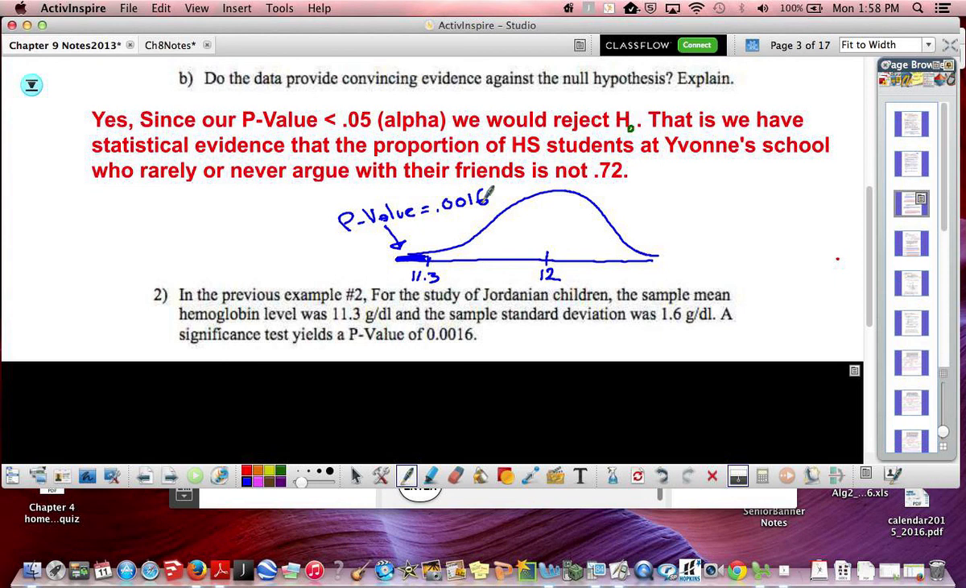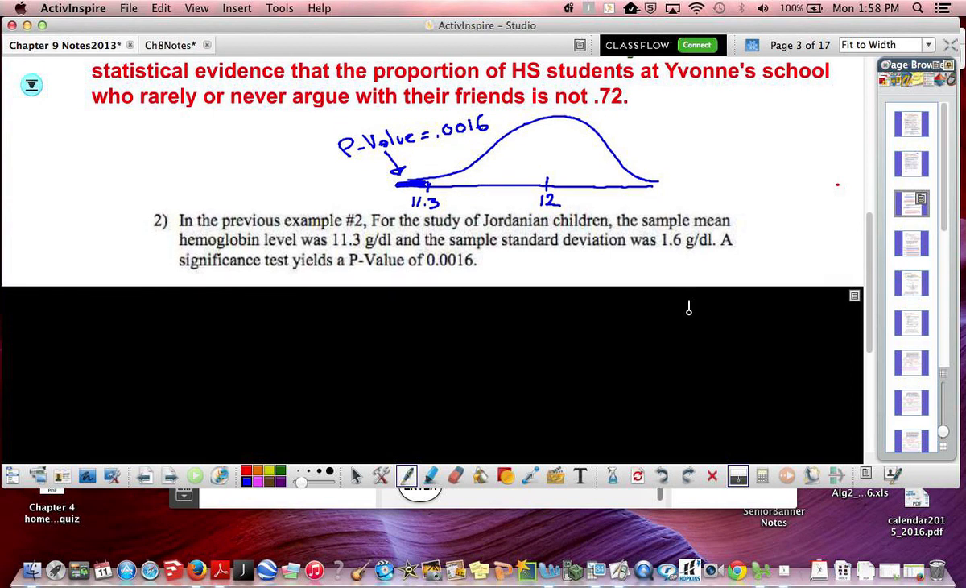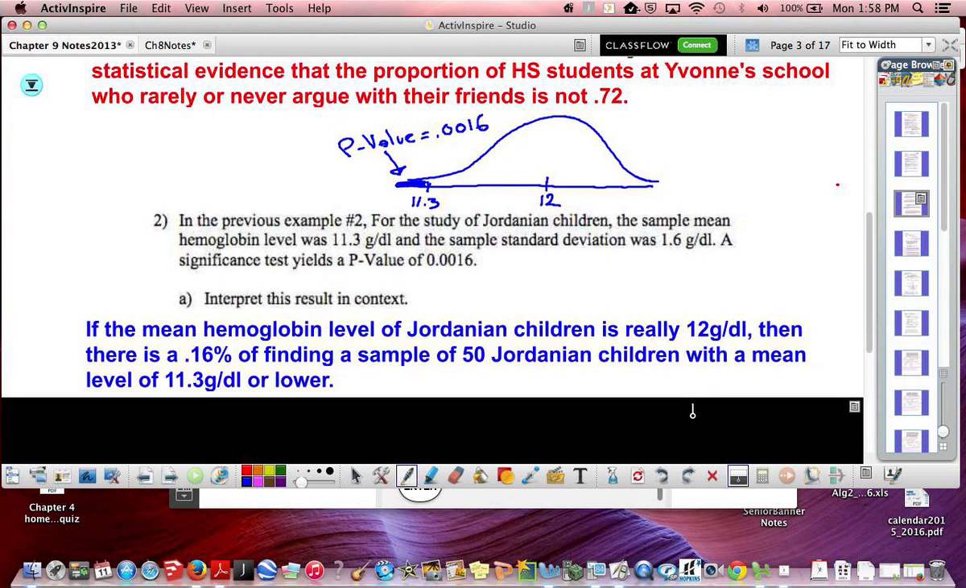So if I'm interpreting what that value means, if the true mean is actually 12, then there's a 0.16% chance of getting a result of 11.3 grams per deciliter or less. Again, we always need to state that if the null hypothesis is true, this is the probability of my result actually happening.